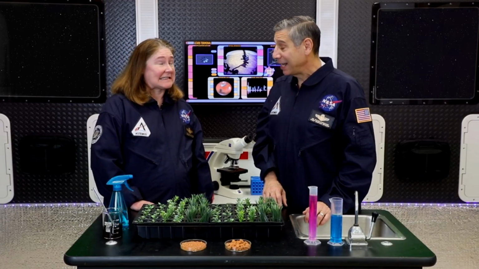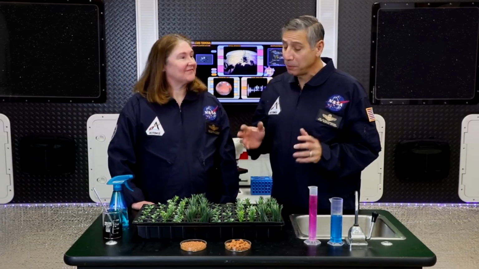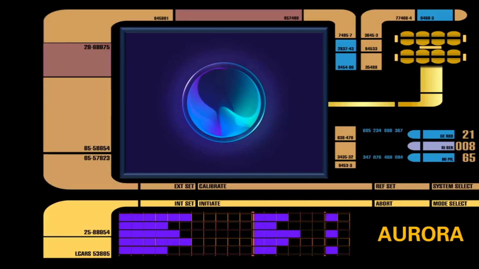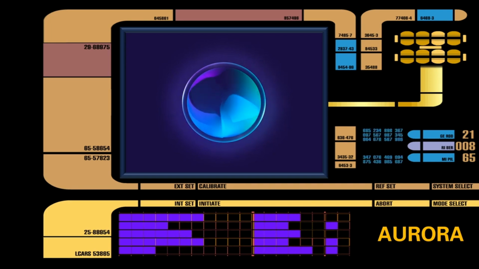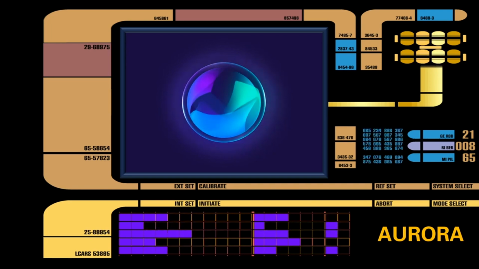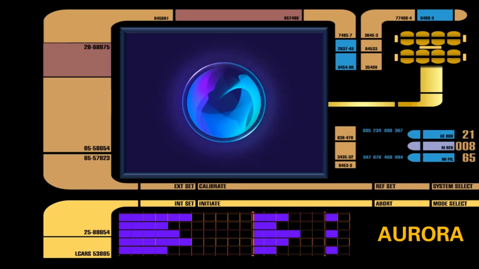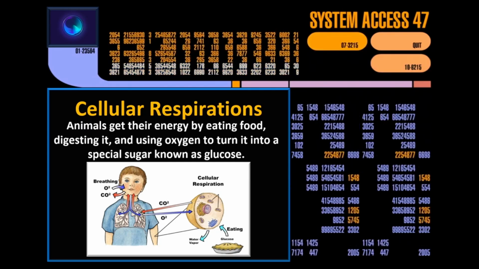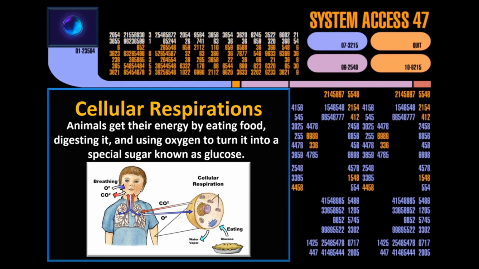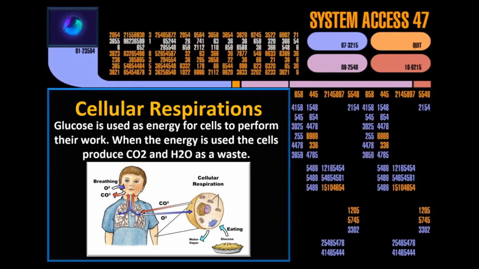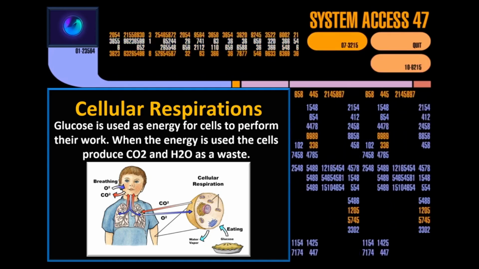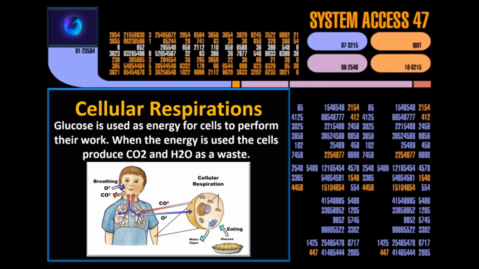I assume you're referring to photosynthesis and cellular respiration? Exactly. Those 2 concepts are very important when we're trying to grow plants in Martian regolith, right, Aurora? Cellular respiration occurs in both plants and animals and is very similar. The difference is the method of how they obtain their energy. Animals get their energy by eating food, digesting it, and using oxygen to turn it into a special sugar known as glucose. This glucose is used as energy for cells to perform their work. When the energy is used, these cells produce carbon dioxide and water as a waste product.